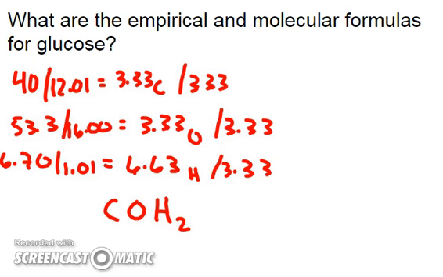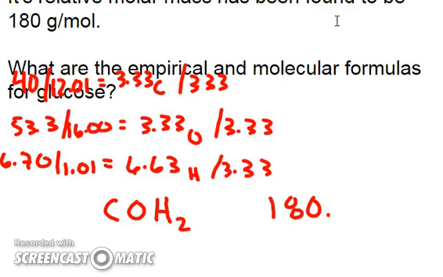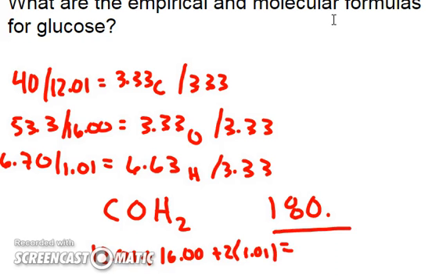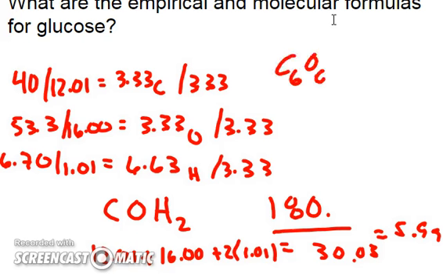And then to finish up, I have to remember that I was given an experimental molar mass of 180, and so I have to determine what would be the molar mass if the empirical formula were the actual formula. If I do that, I come up with 12.01 plus 16 plus the 2.02. So this is 30.03. And when I divide this, this is 5.99. So I see that this is 6 times heavier, which means everything in there is going to be 6 times. C6O6H12 would be my molecular formula.